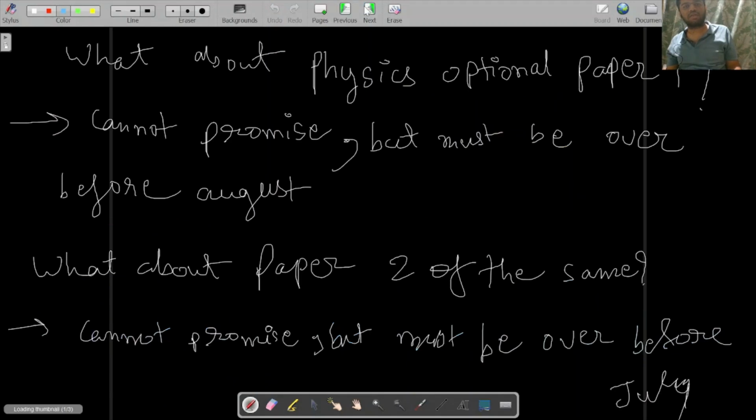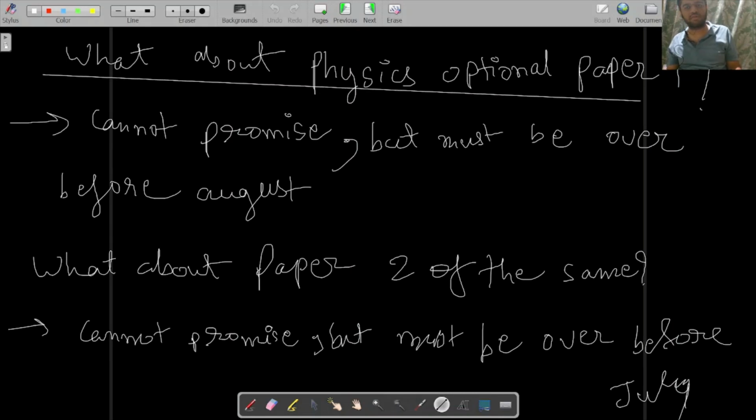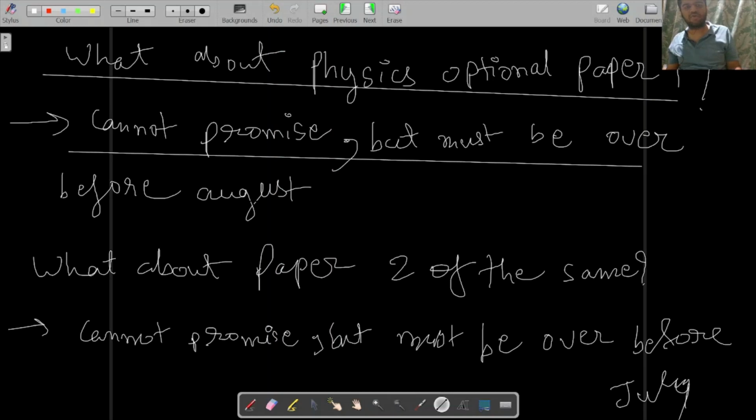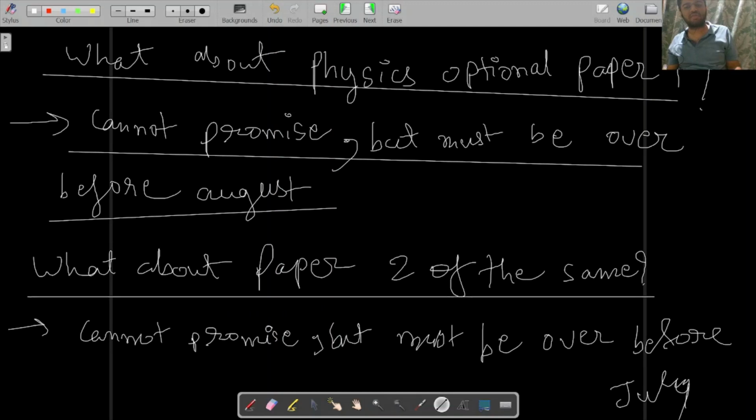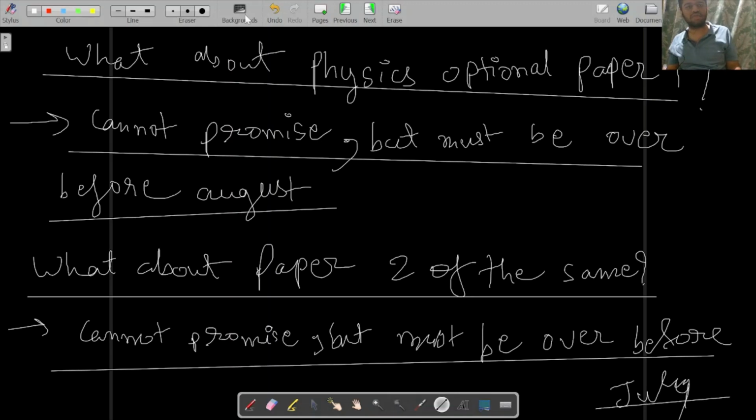But before that, just have a look at the FAQs, which many students keep asking. So these are the FAQs. What about physics optional paper number one? The answer is that I cannot promise, but it must be over before August. And what about paper two of the same? That also I cannot promise, but it must be over before July.